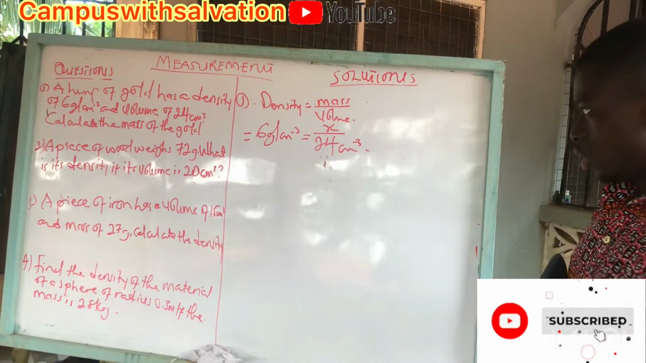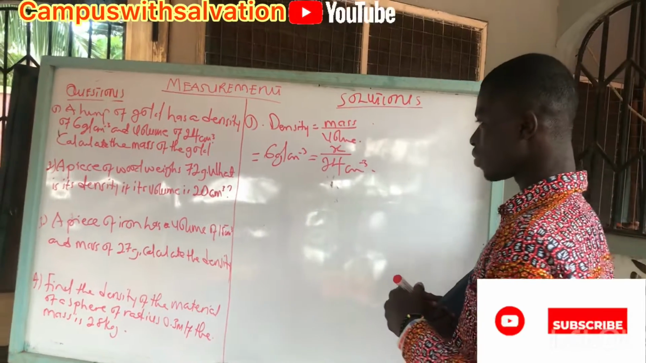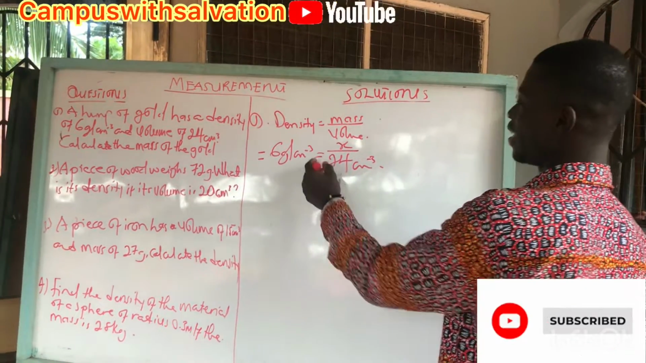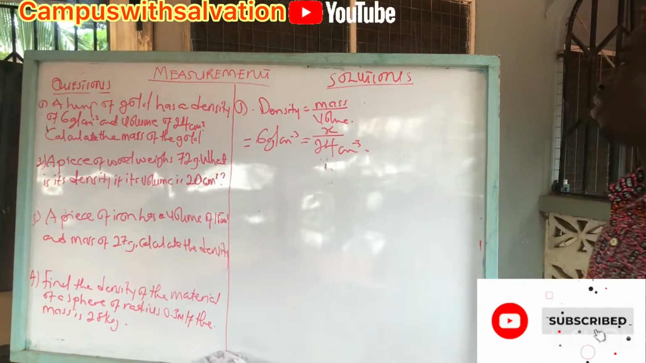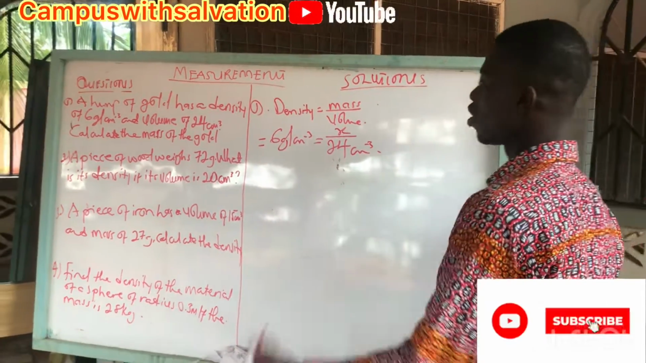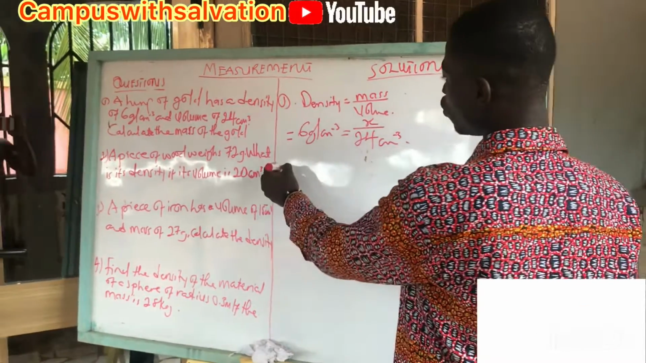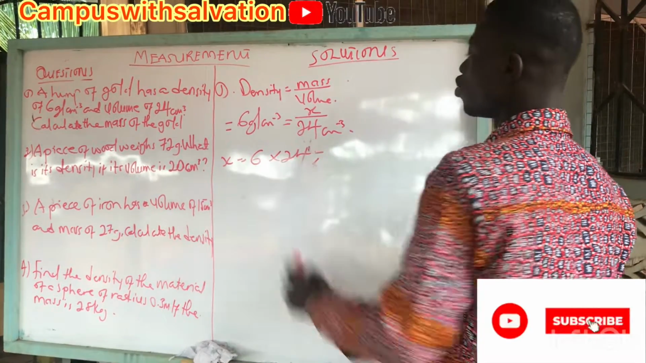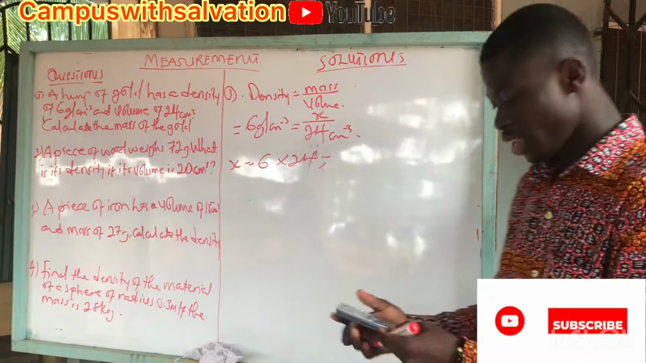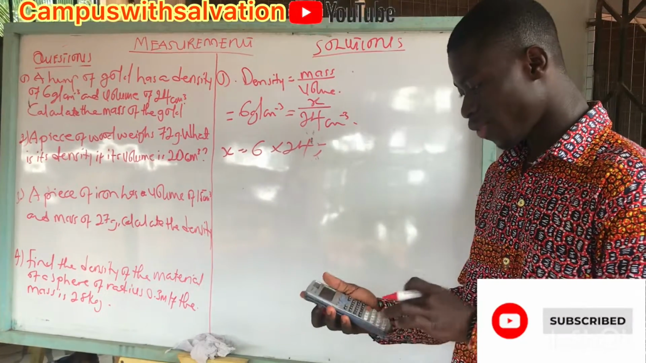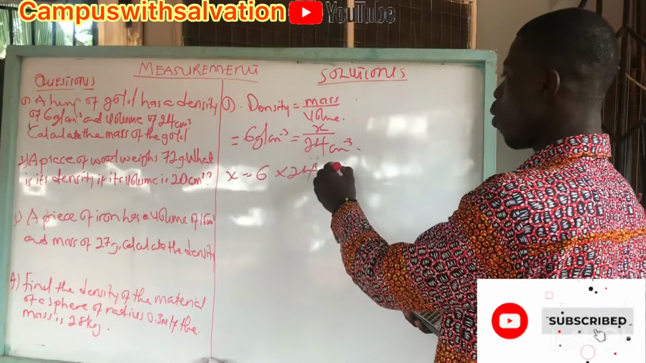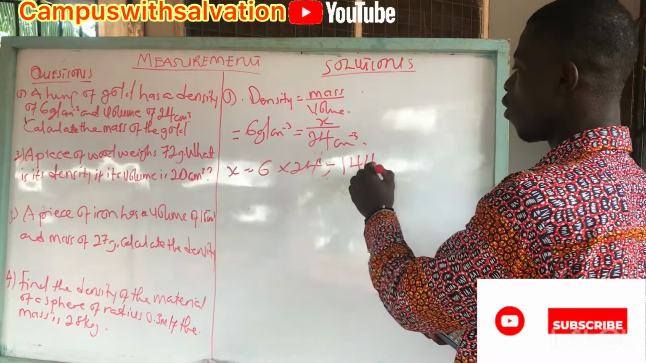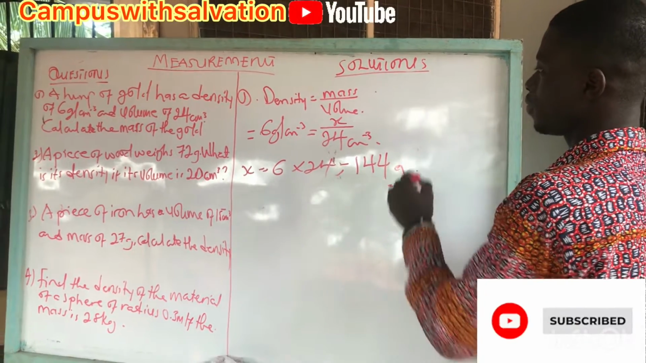Okay, so with this, when you have mass like this, you need to do your cross multiplication. So it will be x is equal to 6 times 24. If you have your calculator with you, you just type 6 times 24, which will give you 144 grams.